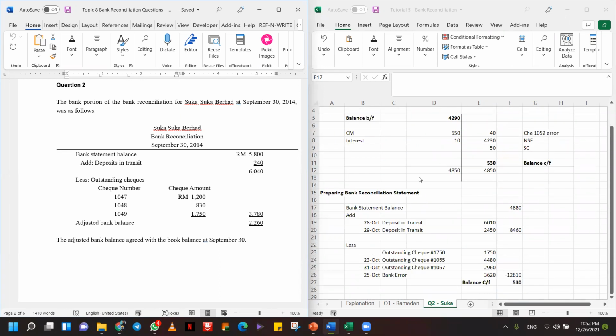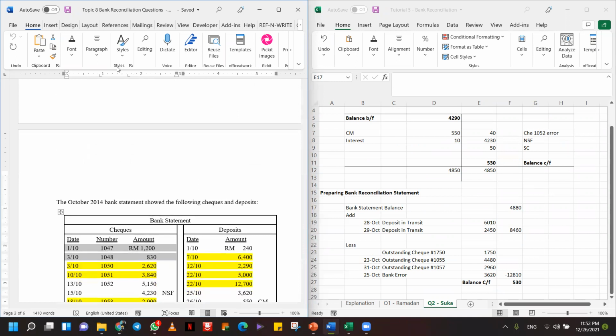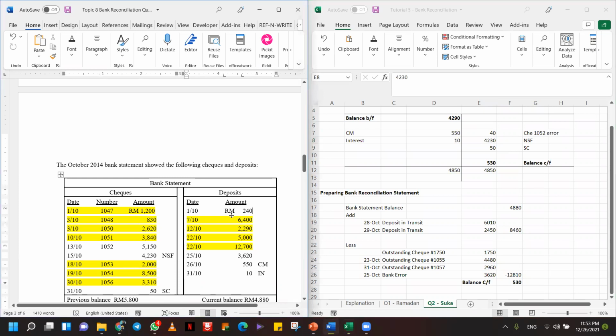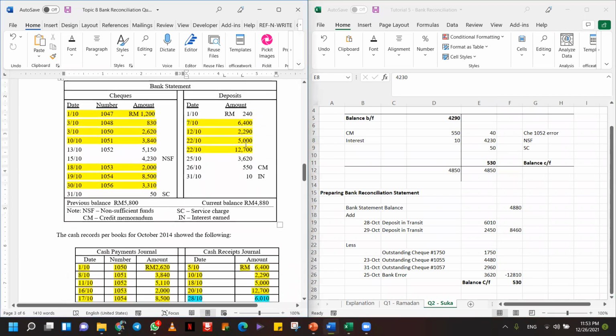Secondly, besides that, if we do not add these two, let's highlight this as complete. Of course, we have the check 1052 error, where it was created 40 ringgit less, so we credited 40 ringgit to complete that, and then we had the non-sufficient fund 4,230, and then we had the 50 ringgit for service charge. All of these were credited to the cash book, and then for the deposit side, previously we had added this amount, 240 ringgit, as not being there in the cash book.